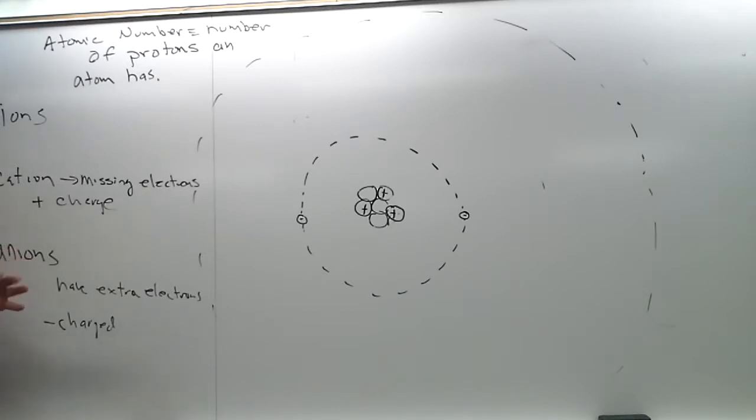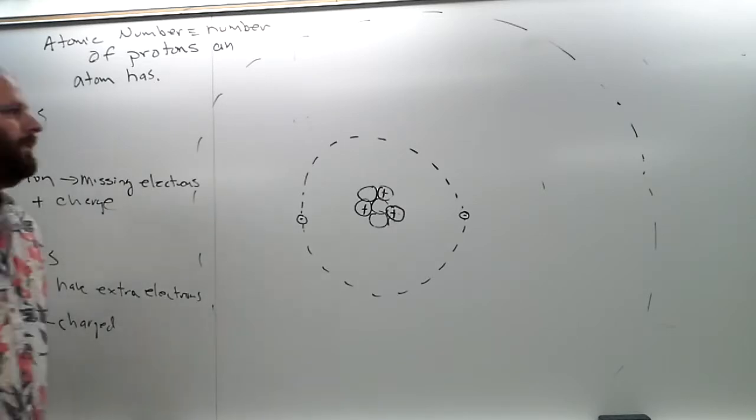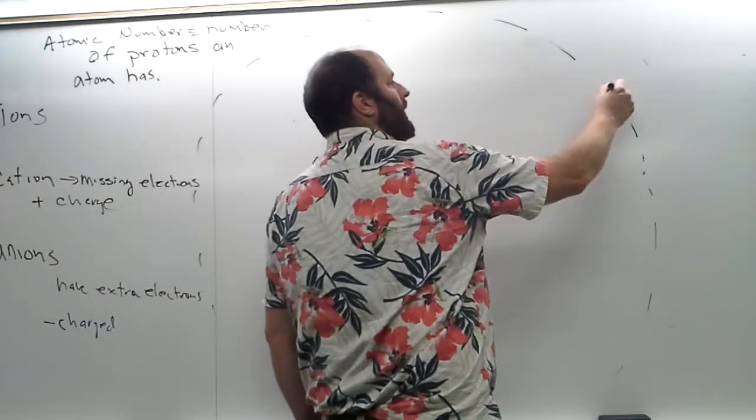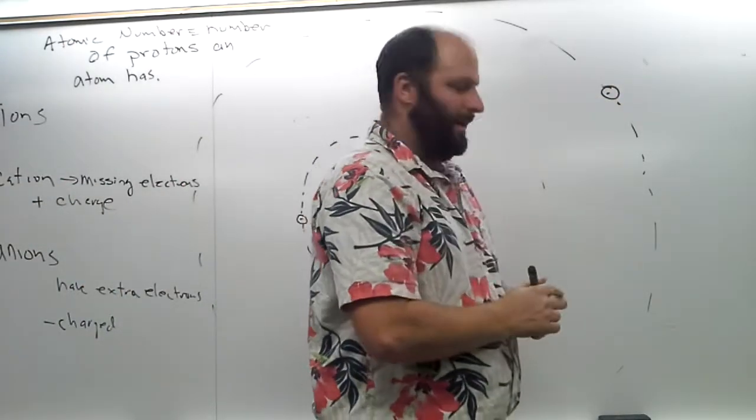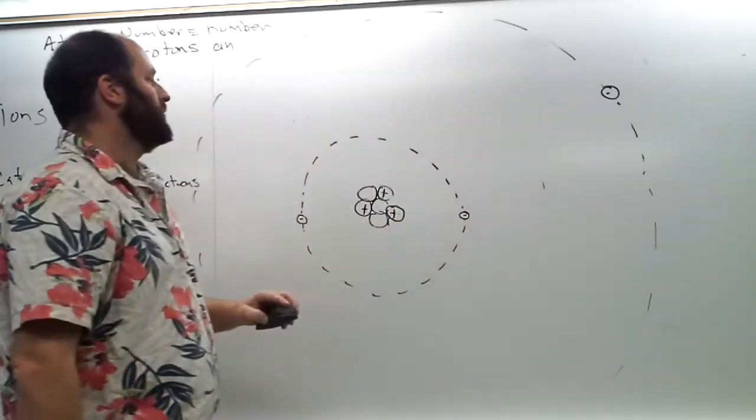So we have 2 types of ions, cations and anions, and the difference between them. Cations are missing an electron or 2, or maybe sometimes 3, and they are positively charged. Anions have gained an electron or 2, and they're negatively charged. All right, now, let me put this electron back so that it's not an ion anymore, and we have just a neutral lithium atom.